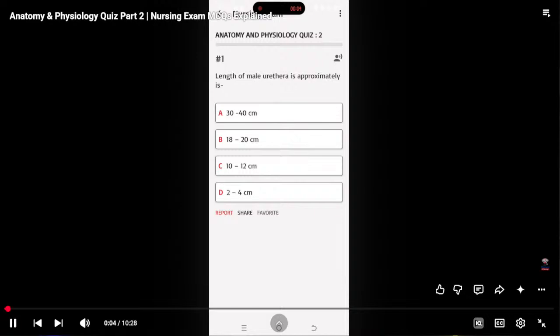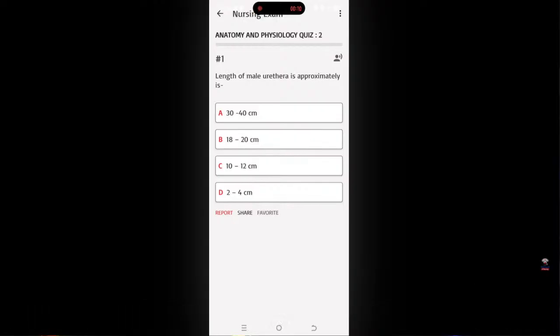Length of the male urethra is approximately A. 30–40 centimeters, B. 18 to 20 cm, C. 10–12 centimeters, D. 2 to 4 cm.